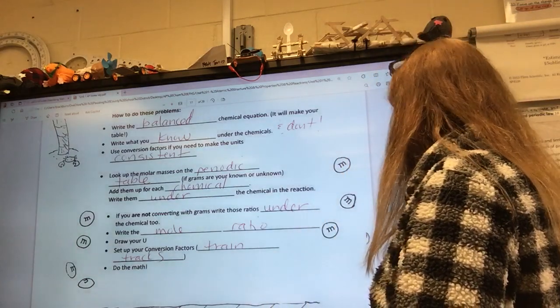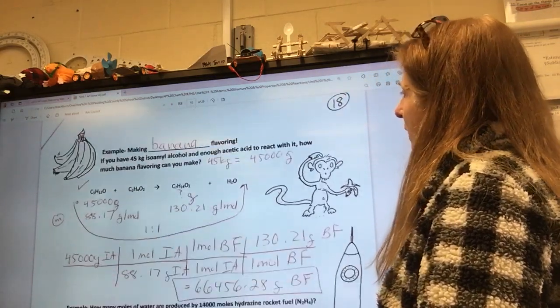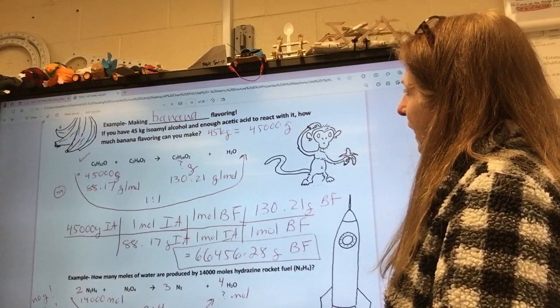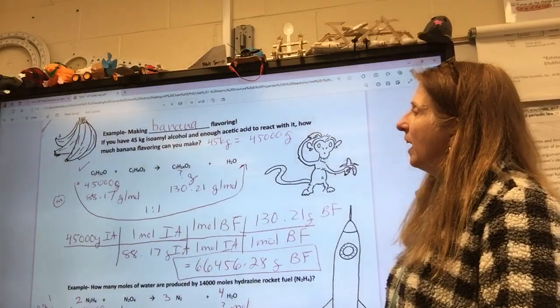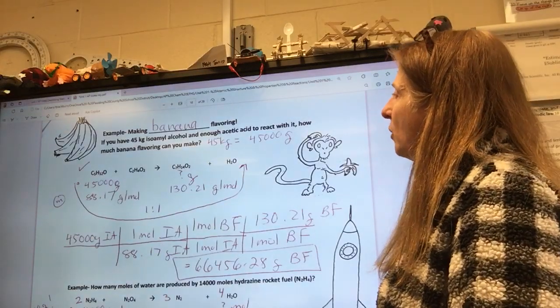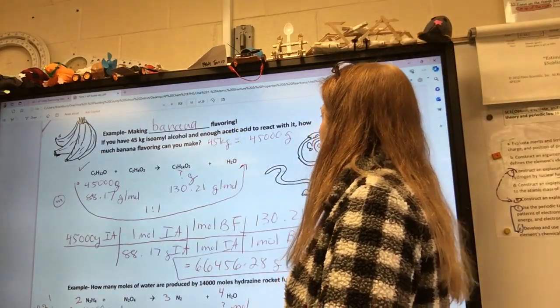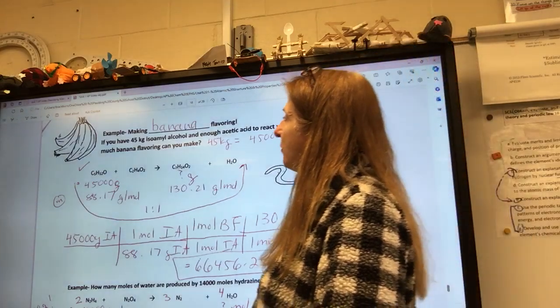We'll see. All right, so let's see a problem. So for example, you're making banana flavoring. That's why I had that palm tree up there. You have 45 kilograms of isoamyl alcohol and enough acetic acid to react with it. How much banana flavoring can you make?